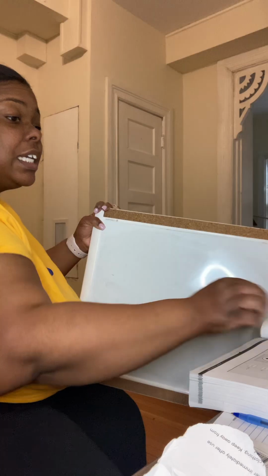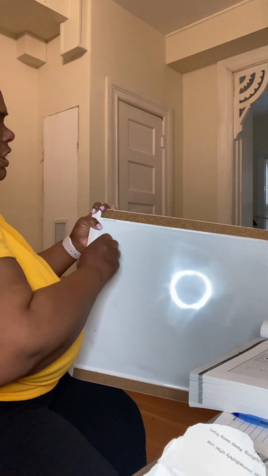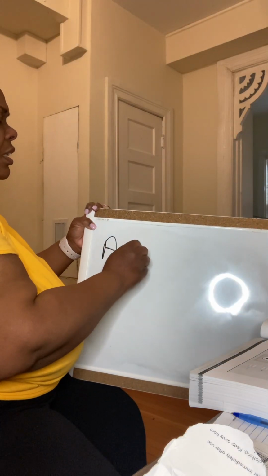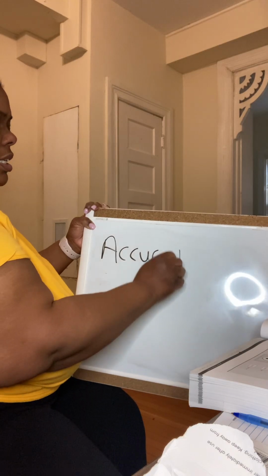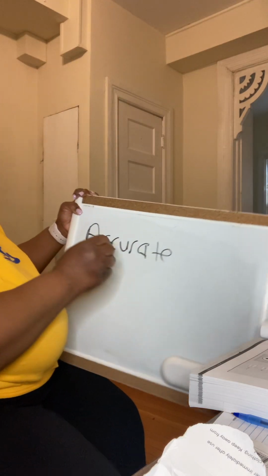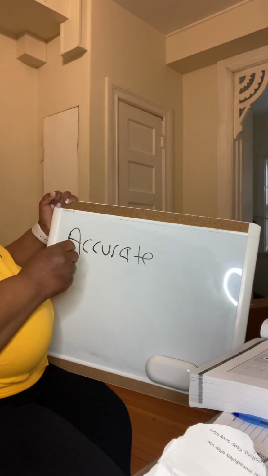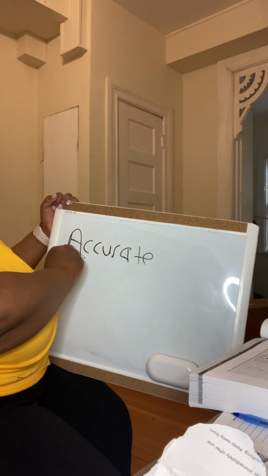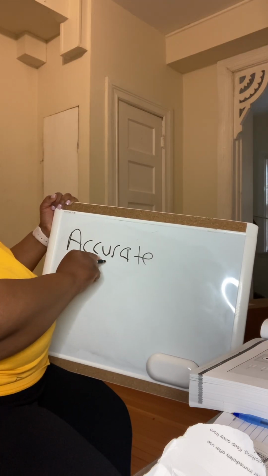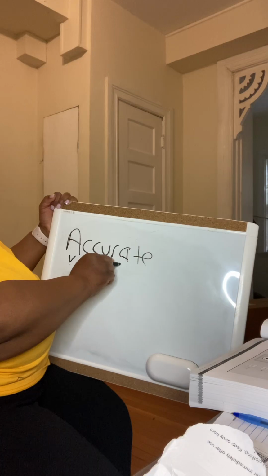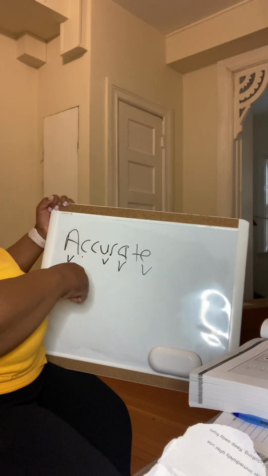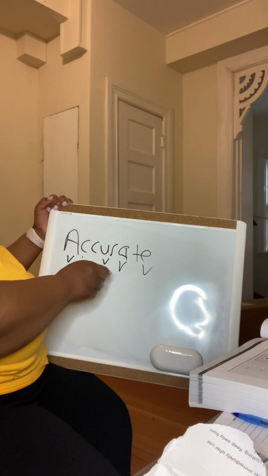Last but not least, we have accurate, which is like my favorite one for some reason. All right, so let's look for our vowels. A, U, A, and an E, right? So we're going to split this up.